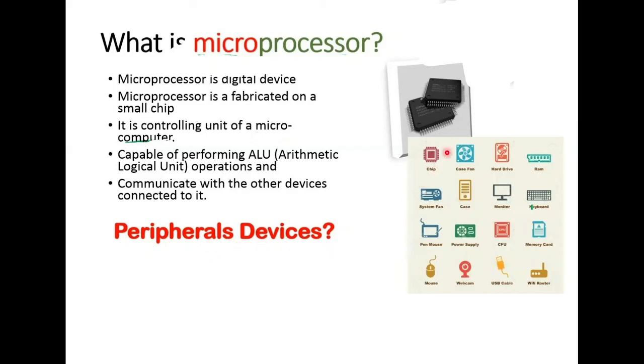Some of the peripheral devices we have given here. Those are mouse, webcam, USB, memory card, keyboard, monitor, and so on. So these are the peripheral devices. All these peripheral devices communicate with the processor, and the processor also communicates with these devices.